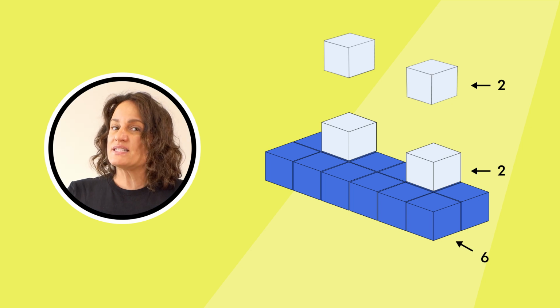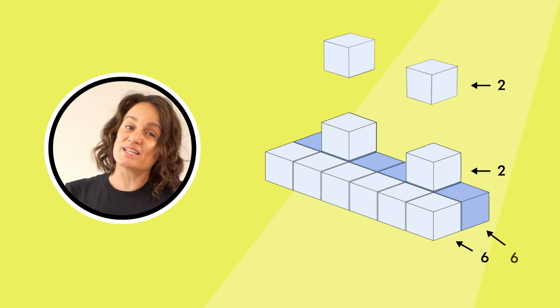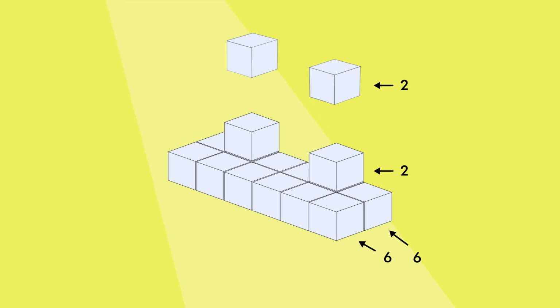I then count the unit cubes on the bottom layer. I see a row of 6 unit cubes in the front. I see some unit cubes behind, which makes me think that there's another identical row of 6 unit cubes. 6 plus 6 equals 12. Therefore, the bottom layer has 12 unit cubes. I add all the unit cubes that I counted so far. 2 plus 2 plus 12 equals 16. The volume is 16 cubic units.